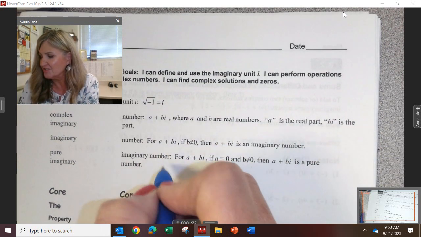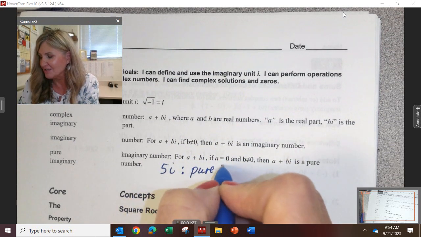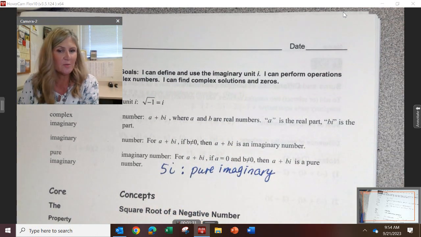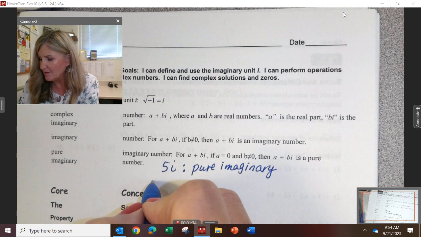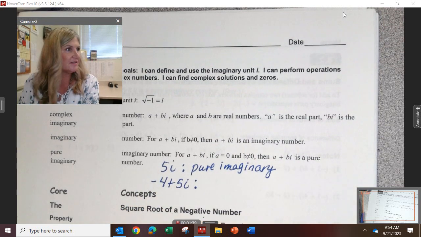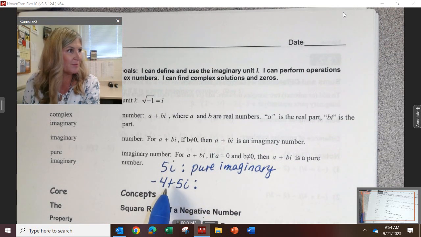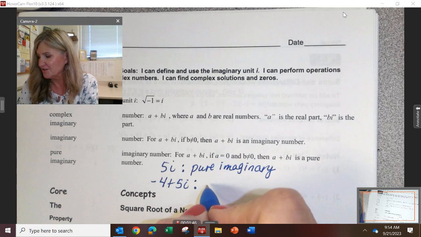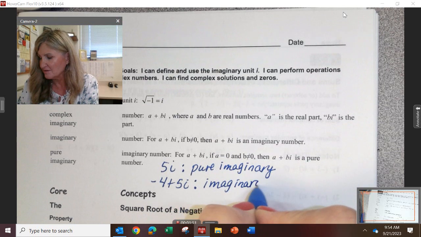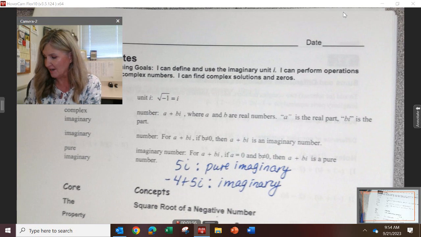If we have a number just like 5i, this is called a pure imaginary number. And that's because it does not have a real part to it. So what do you think? What about -4 plus 5i? Would that be a pure imaginary? Does it only have an imaginary part, or does it also have a real part? It has a real part too. So this is going to be called just an imaginary number. So pure imaginaries are going to be those that only have i in them.